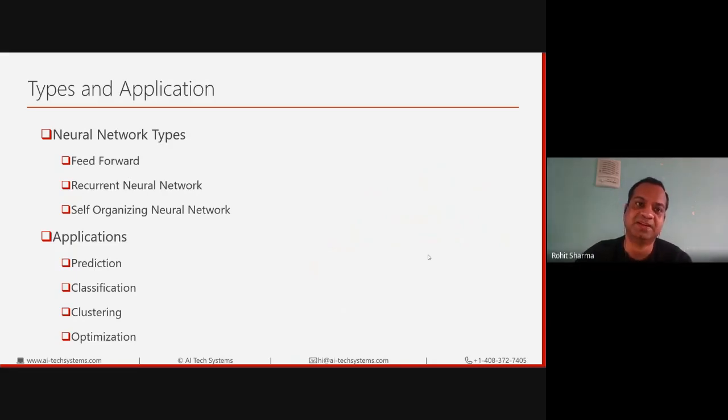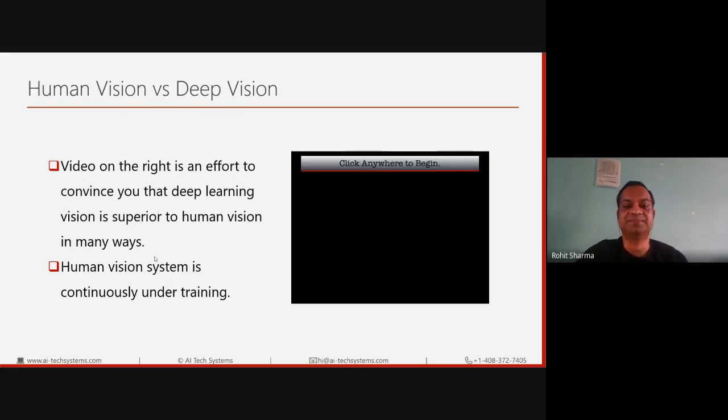This slide talks about types and applications: neural network types, feed-forward, recurrent neural networks, and self-organizing neural networks. Self-organizing is part of unsupervised learning, while feed-forward and recurrent are part of supervised learning. And you have applications: you can do prediction, classification, clustering, and optimization using neural networks.